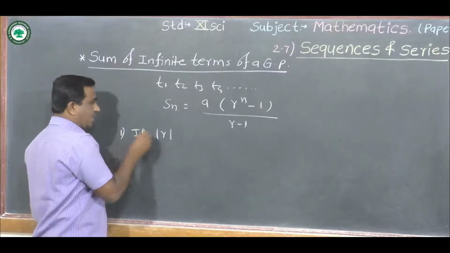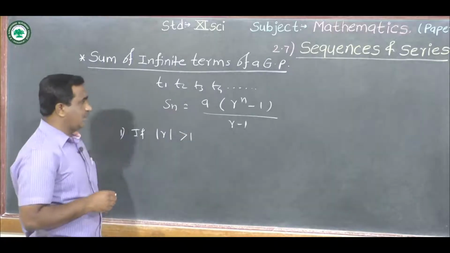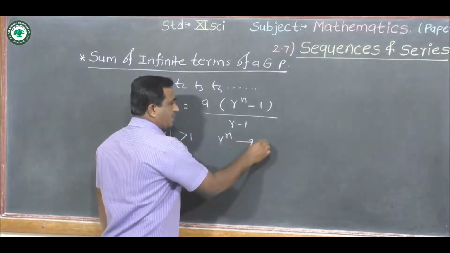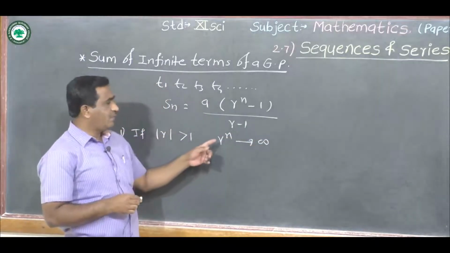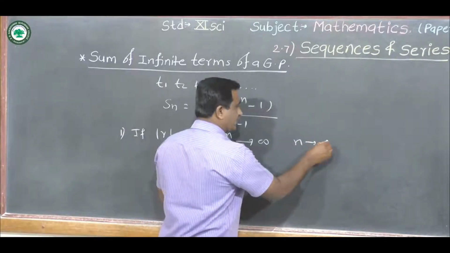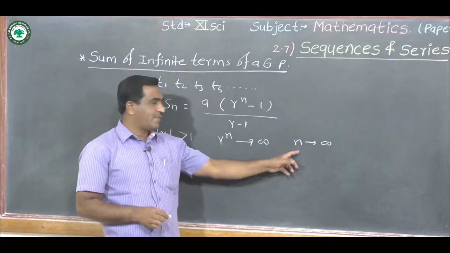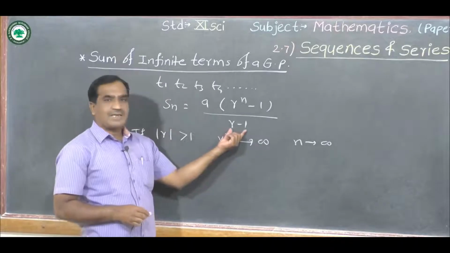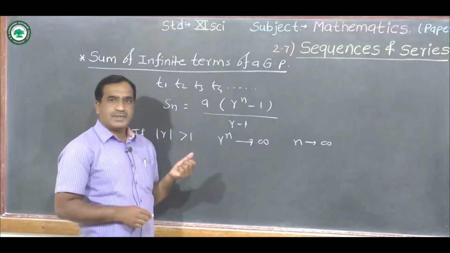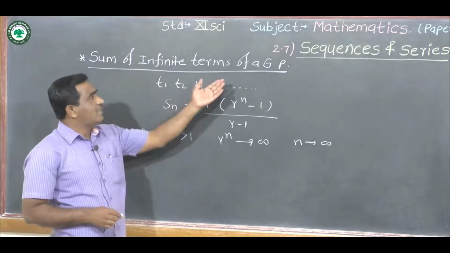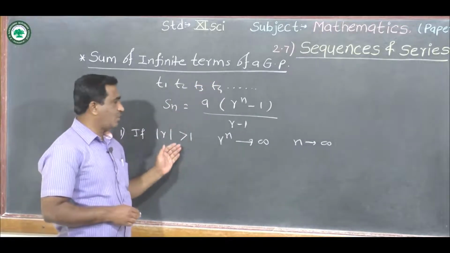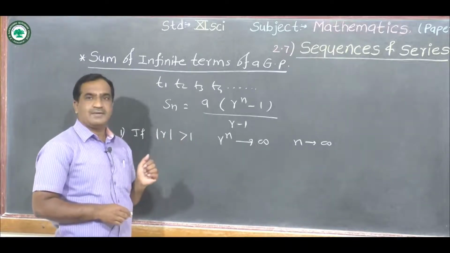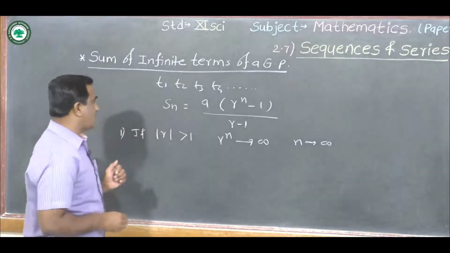if modulus of r is greater than 1, then this term r raised to n tends to infinity whenever n tends to infinity. That is, when n approaches infinity, then r raised to n tends to infinity, and this term r minus 1 is a constant term. Therefore, the sum of infinite terms of a geometric progression is not summable in this case, when modulus of r is greater than 1. Okay. Now we consider the second case.